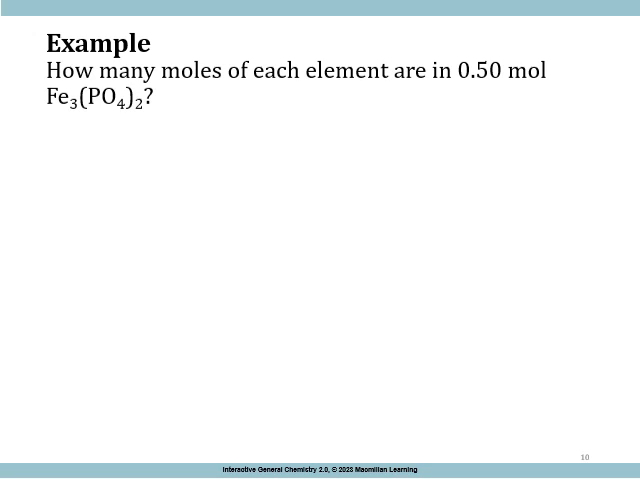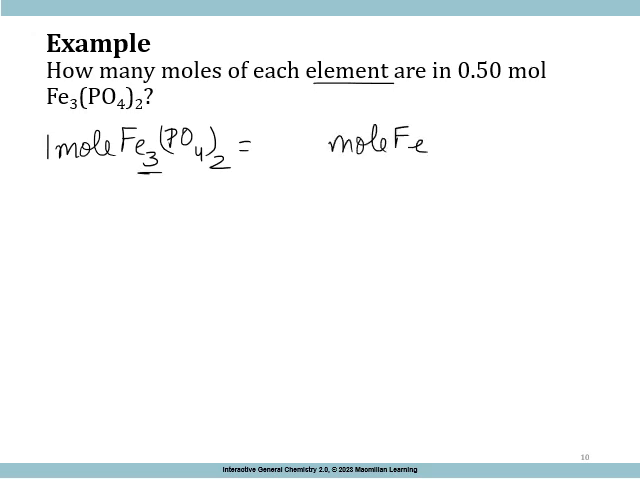Okay, let's try another question, similar example, but we'll not go through all of this in this slide. How many moles of each element are in 0.5 moles of this? Okay, how many moles of each element? So some of this, you might be able to do in your head now. What does this mean? If you have 1 mole of Fe3PO4 whole twice, that means how many moles of iron do I have here?